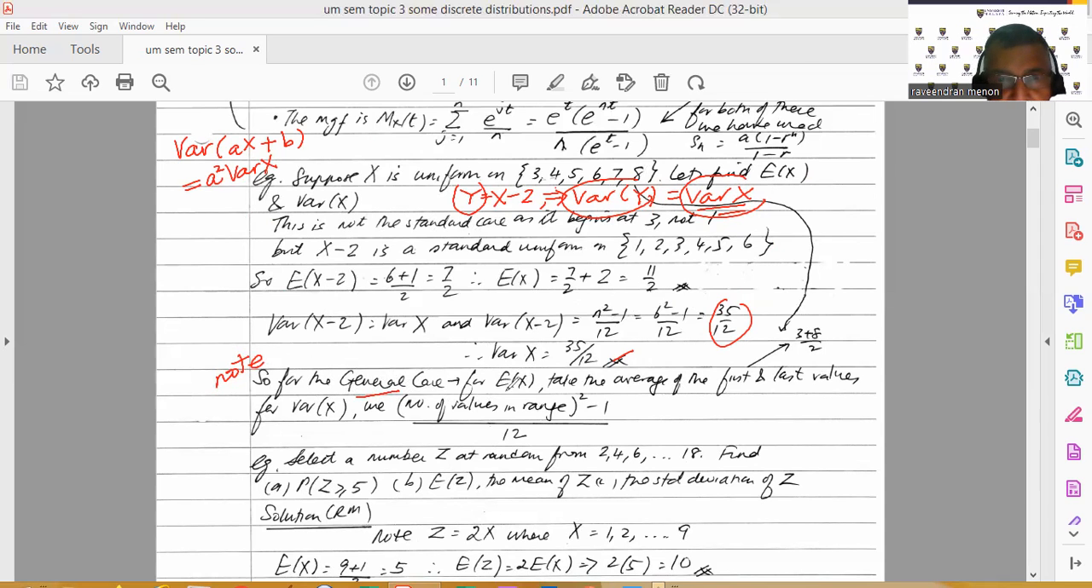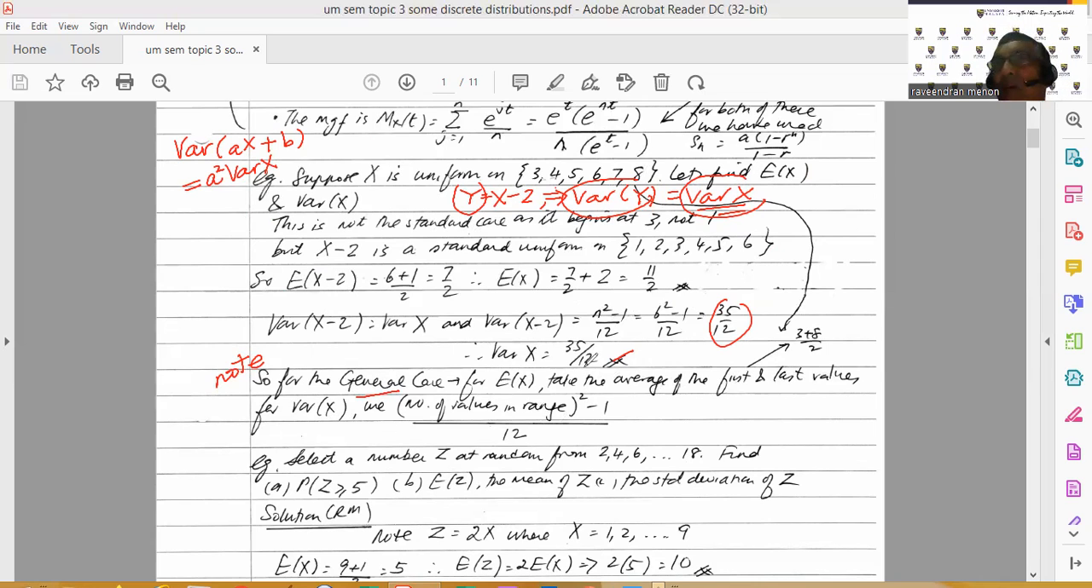For the general case, for expected value of x, take the average of the first and the last values. For variance of x, use number of values in range squared minus 1 over 12. Okay, let me say it again. For the general case, if you're trying to find the expected value of x, just take the average of the first and the last values.